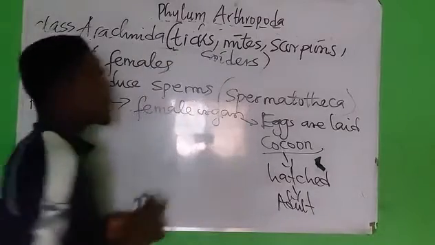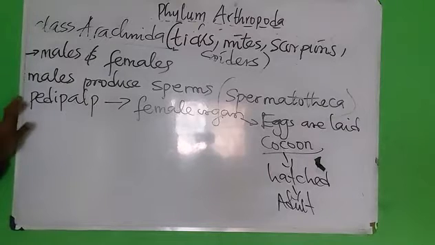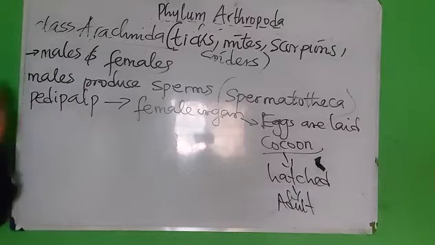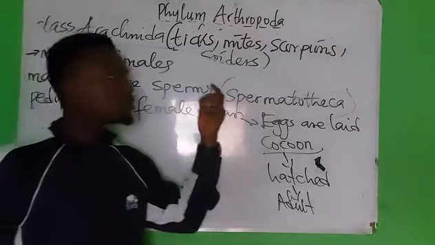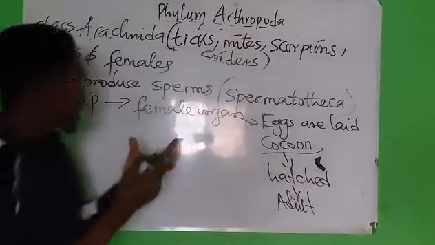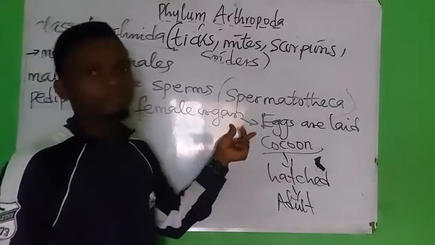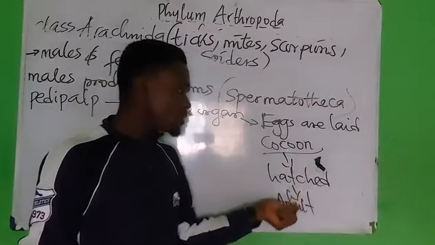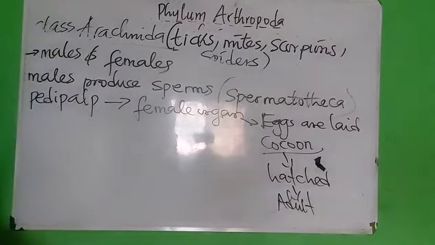So this is all about the reproductive mode of spiders, okay? I said the males are smaller than the females, they have separate sexes, and they have internal fertilization. The males produce sperms called spermatotheca, deposited with the pedipalp into the female opening. The eggs are laid by the females in the cocoon. Then they are hatched into young ones, and the young ones directly develop into adults. Okay, so that is the reproductive mode.